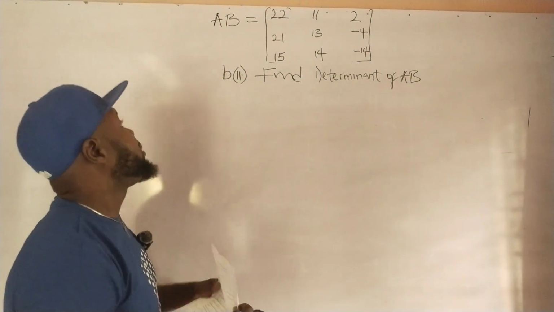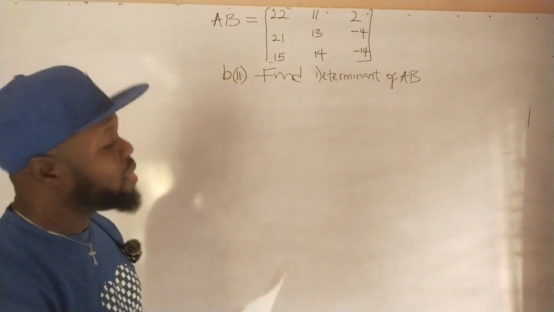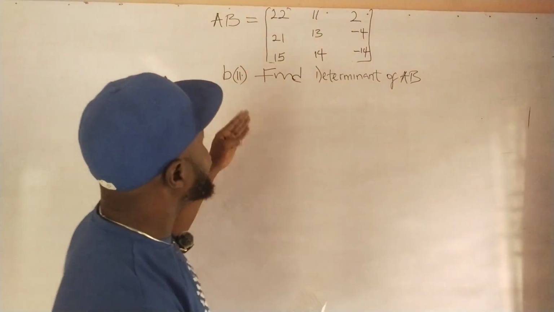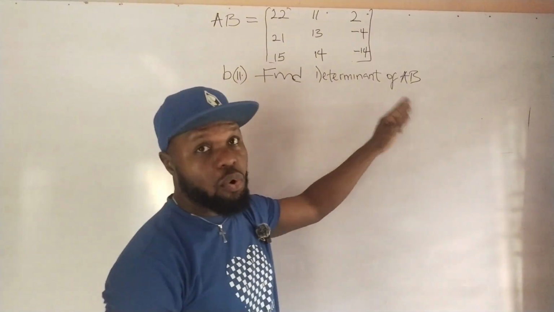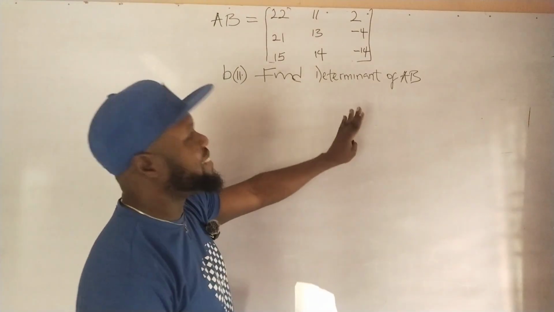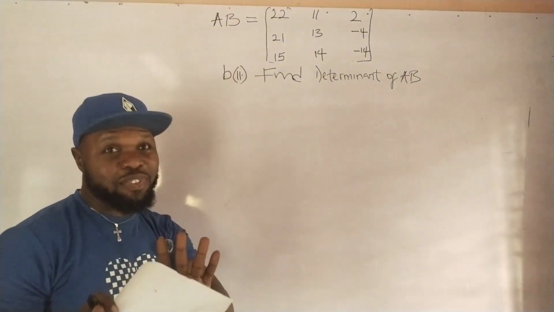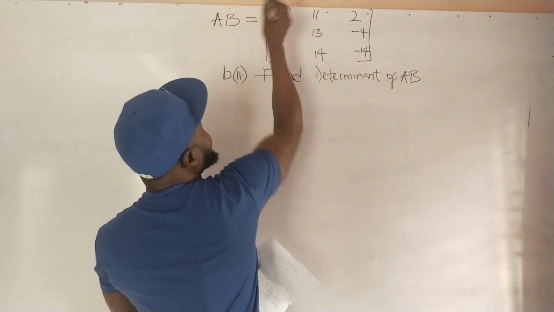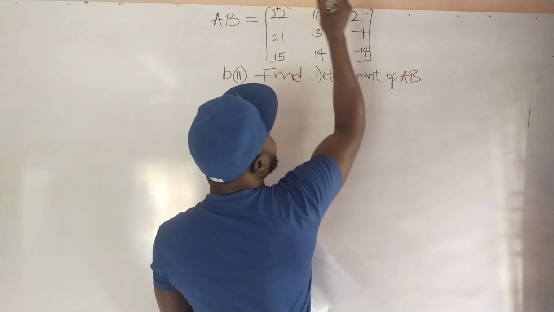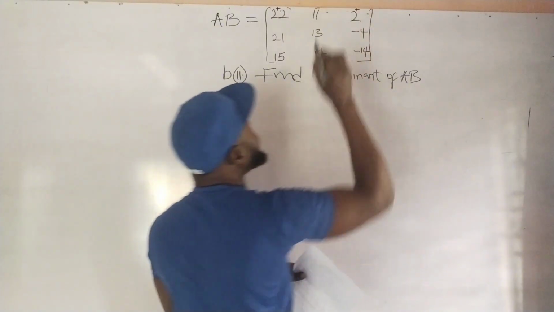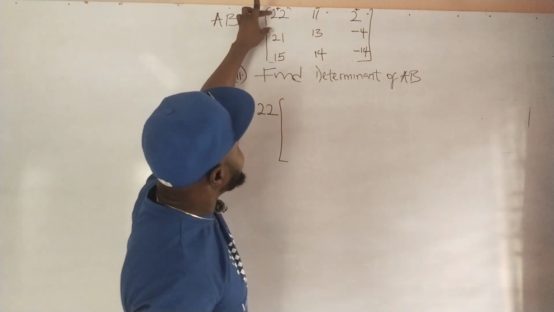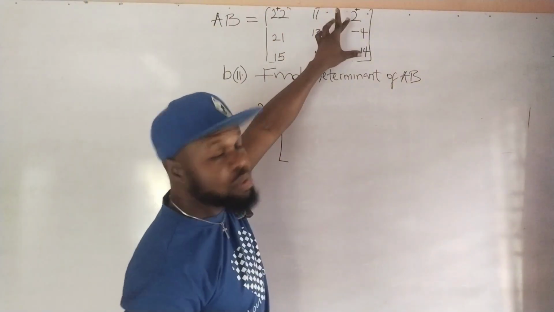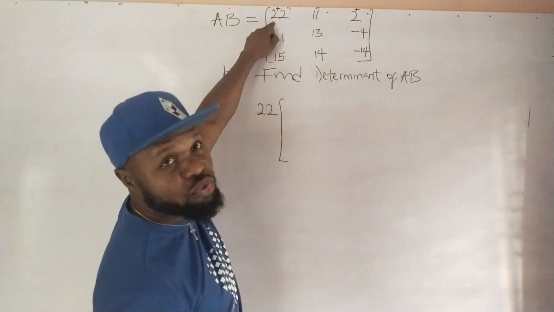Moving forward, we are in question D2. Don't forget that the question further says we should find the determinant of AB. So in order for you to find a determinant, you need to consider something first, which is here is plus, here is minus, and here is also plus. We are making use of this 22, all the elements in this row. The first one we are considering is 22.